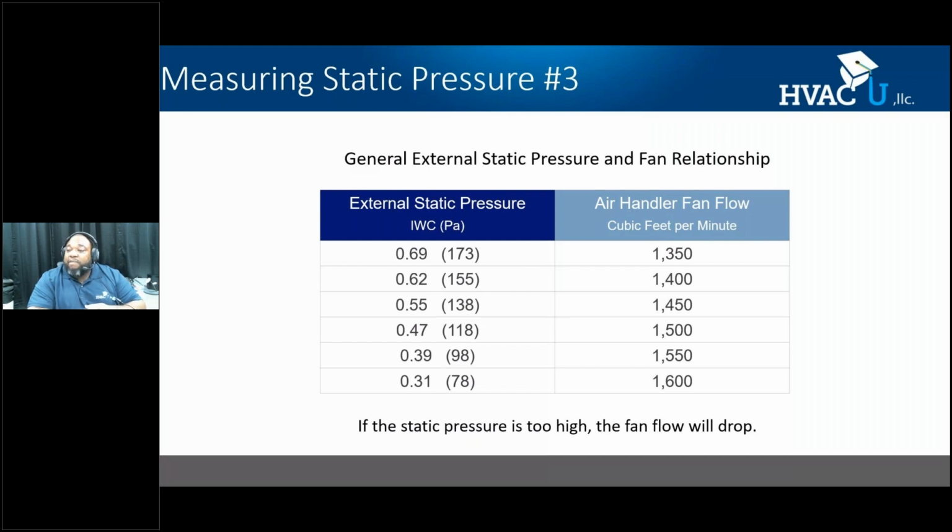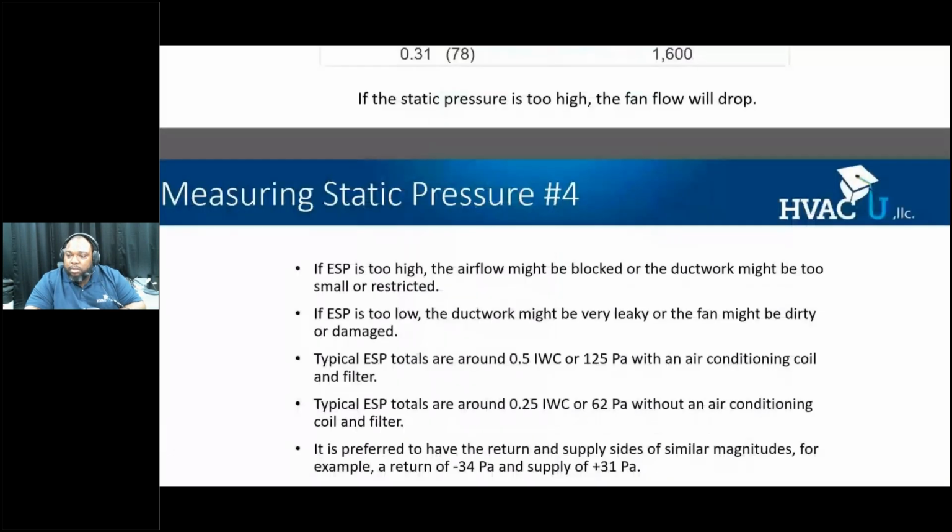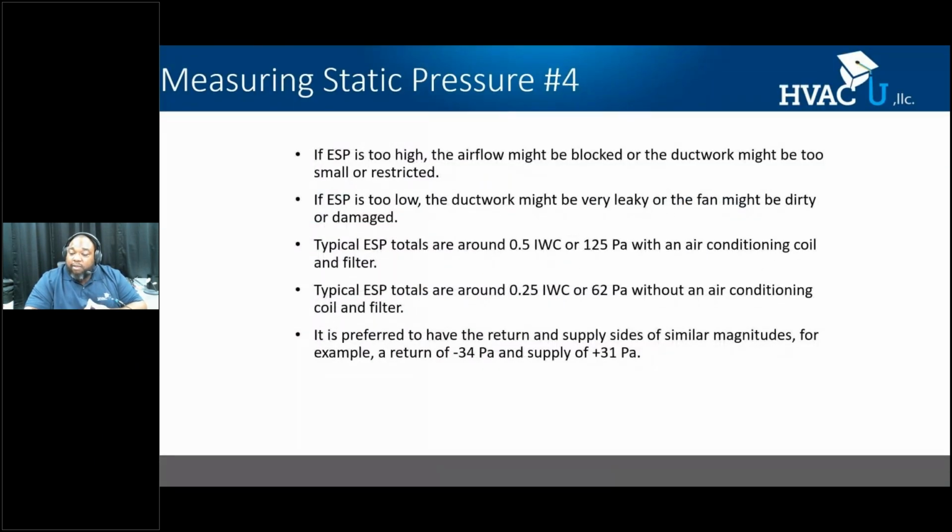Static pressure is going to be a function of whether the equipment is sized properly, and whether they used the right fittings when they were designing the duct system, etc. So it's more of a size constraint when we're dealing with static pressure. If static pressure is too high, the airflow might be blocked or the ductwork might be too small or restricted. If static pressure is too low, the ductwork might be very leaky or the fan might be dirty or damaged. We'll talk about that.